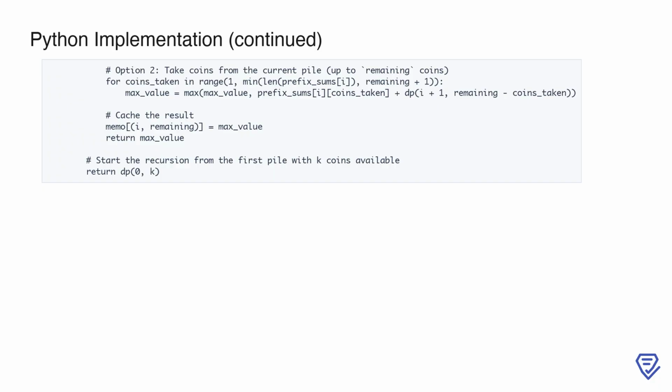We continuously update max_value to store the maximum value achievable for this state. Once all options are evaluated, we store the result in the memo dictionary to cache it for future use. Finally, the function returns the maximum value for the current state.